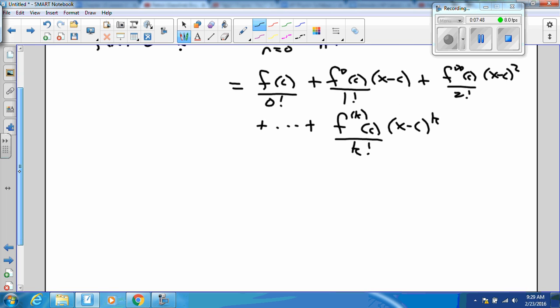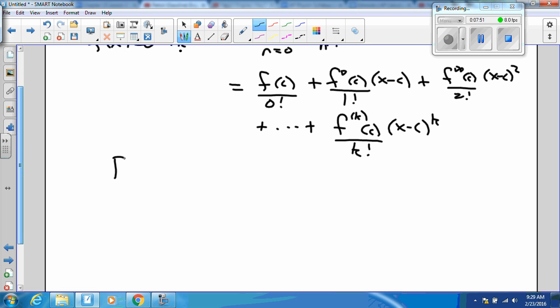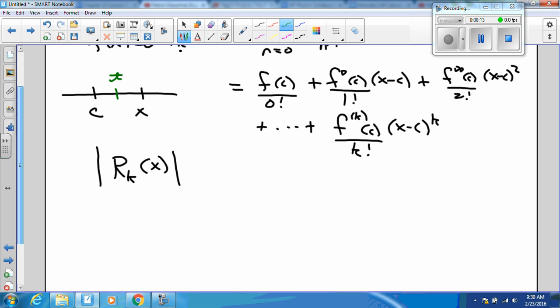Alright, so that is our Taylor polynomial. Then we discovered yesterday that we can actually say something about the remainder when I evaluate the Taylor polynomial at x. So the idea here is that I have a center c, and I'm going to evaluate at some x, which may be on either side of c. And when I do, what I find is that there is some t somewhere between c and x, so that the remainder is exactly equal to the (k+1)th derivative at t times the quantity (x minus c) to the k plus 1, over (k plus 1) factorial.